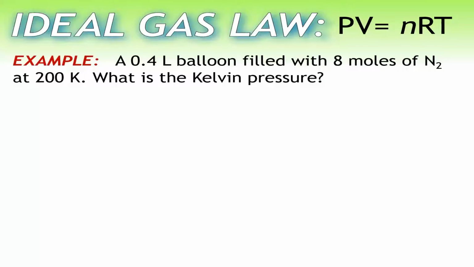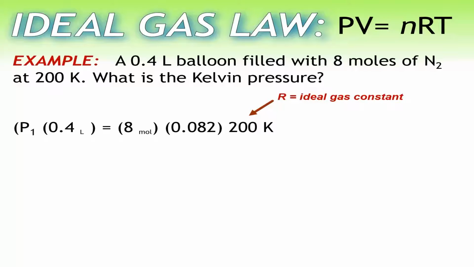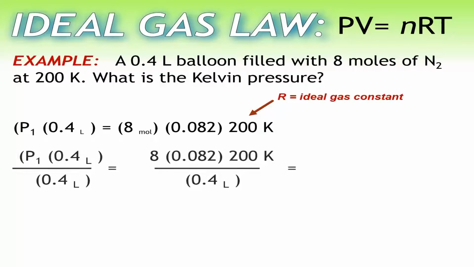In another example, we're going to have a balloon with a volume of 0.4 liters filled with 8 moles of nitrogen at 200 Kelvin. And we want to know what the pressure is. So, unknown pressure times the volume of 0.4 liters equals 8 moles times 0.082 times 200 Kelvin. We want to isolate pressure, so we're going to divide both sides by 0.4 liters. And when we do that, of course, one side will completely cancel out, and we'll do the math, and the units will cancel out, and our answer will be in the unit of atmospheres. It'll be 328 atmospheres.